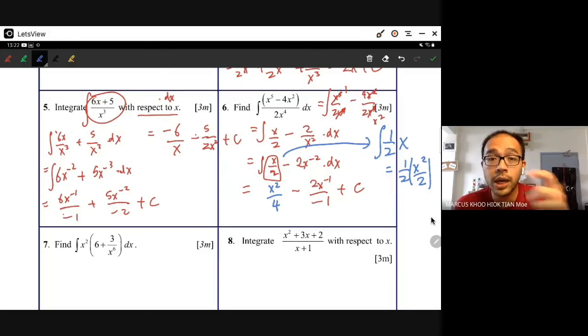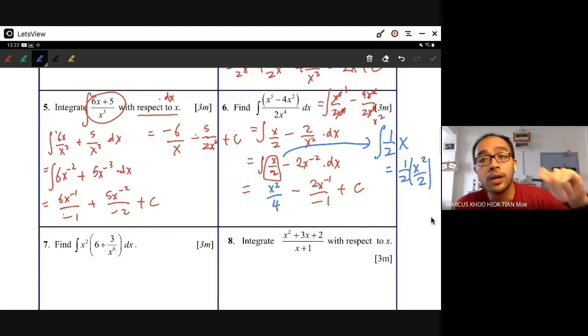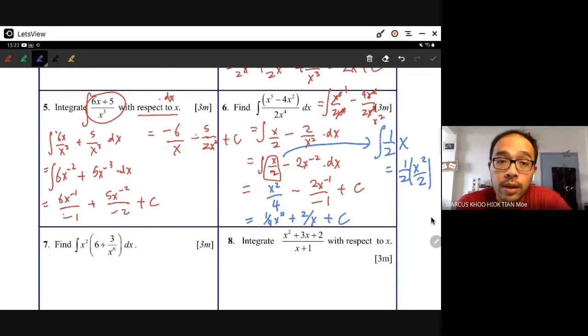So jangan kencang just because there's an over 2 down there kan, terus kau mau kencang-kencang sudah, it's nothing much, it's just a number, take it out. Take it out if it helps you. Then you integrate, then you darab balik masuk. Tidak ada masalah. So this will give you 1 over 4x squared plus 2 over x plus c. Okay, that will be our answer.